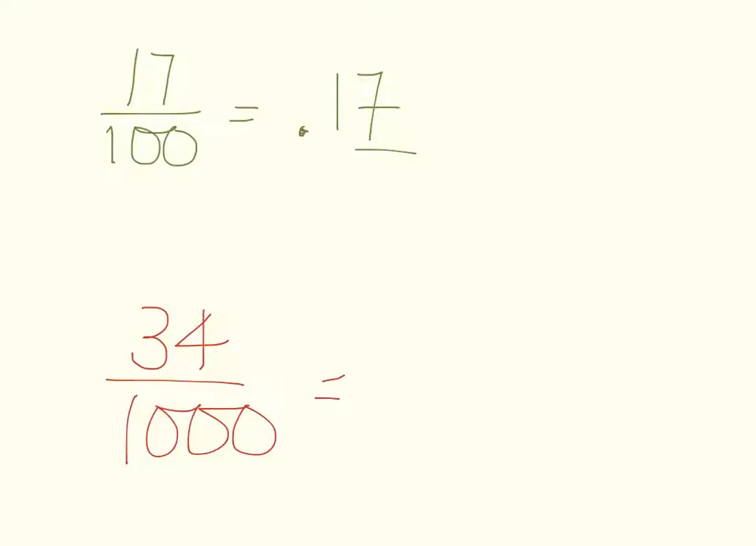So for this example, it is read 34/1000ths. So we need to have the 4 in the thousandths spot. So then that would mean that the 3 would be in the hundredths and a 0 would need to be in the tenths. So this is written 0.034, or it is said as 34 thousandths.